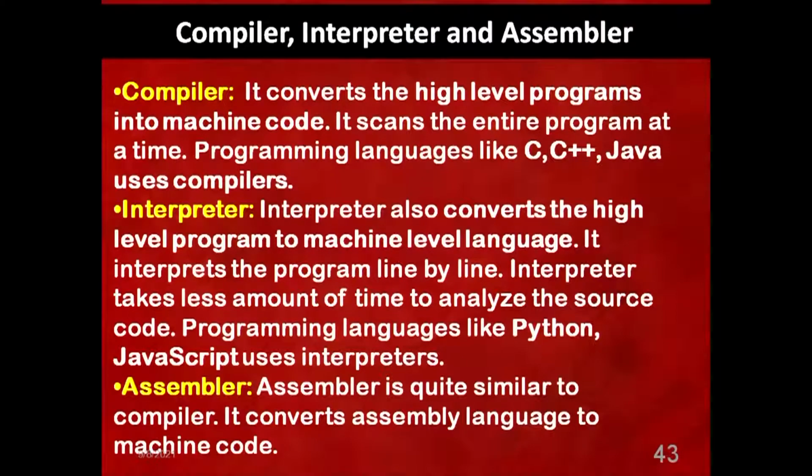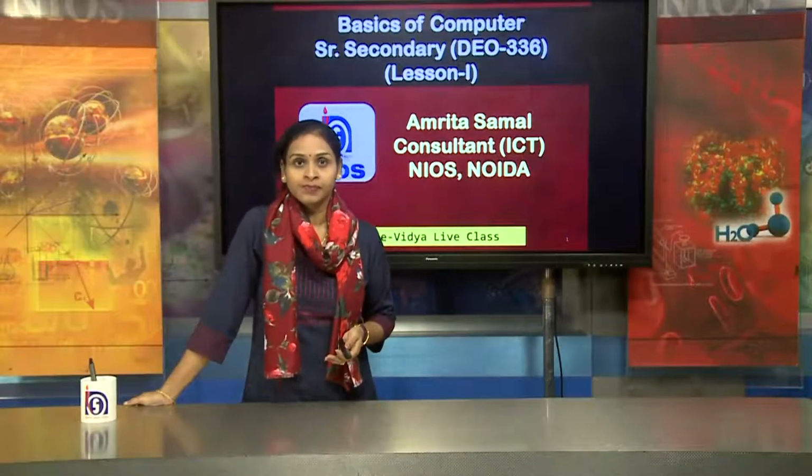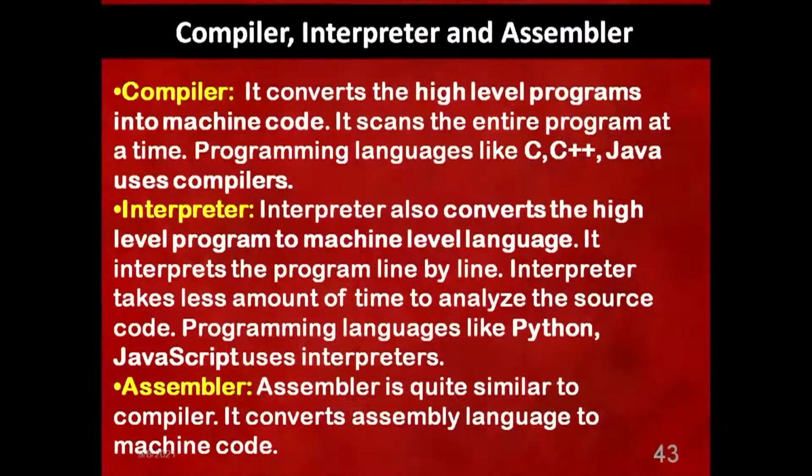Coming to the next part, the interpreter. An interpreter also converts the high level program to machine language or machine code. It interprets the program line by line. An interpreter takes less time to analyze the source code. Programming languages like Python and JavaScript use interpreters. The next part is the assembler. An assembler is quite similar to a compiler. It converts assembly language into machine code.